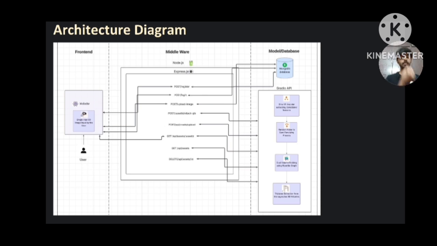Now once the 3D mesh is generated, the Gradio API sends the file back to the middleware via the GLB checkpoint, GLB endpoint, which saves the link in MongoDB and serves it back to the React front end for the user to view it and use it for whatever purpose they have.